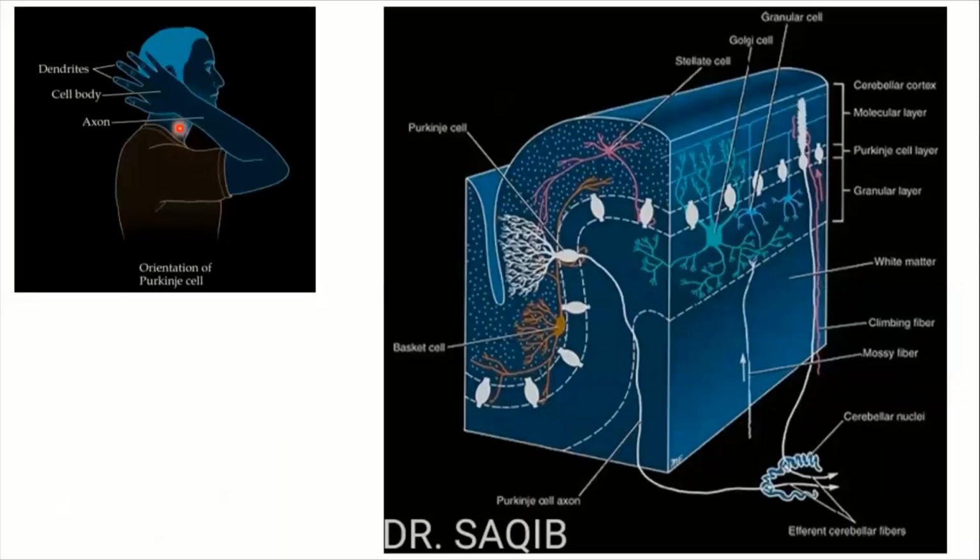You see this beautiful orientation of the Purkinje cell. This is the cell body of the Purkinje cell, and this forearm is its axon, right? Yes, here it is the axon, and these fingers are the dendrites. Here, these are the dendrites. This is a beautiful orientation to make a concept of the Purkinje cells.